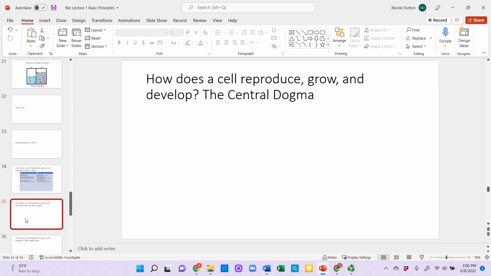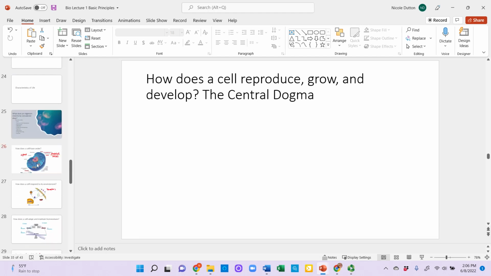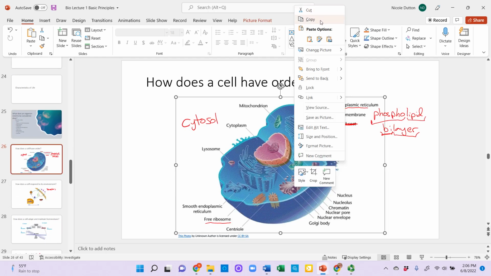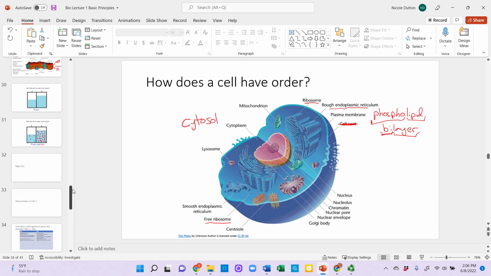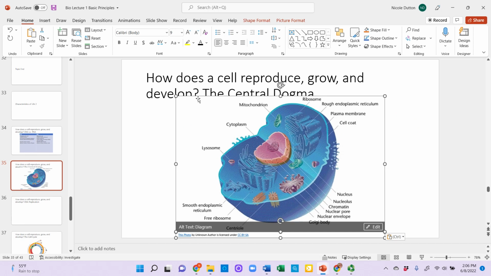So now I'm going to go through the central dogma and talk a little bit about how proteins are made. The central dogma has to do with the transfer of information from the nucleus, the DNA in the nucleus, to the ribosome in order to make a protein. So I'm going to go back to this slide and let me just copy the picture of the cell real quick. And I'm going to add this picture here just so I can reference it more easily.